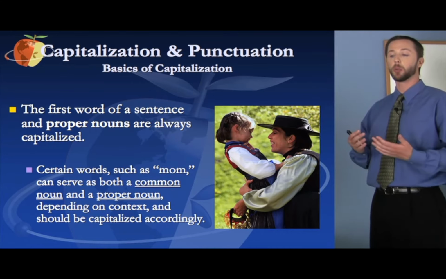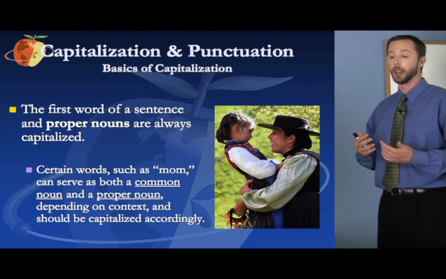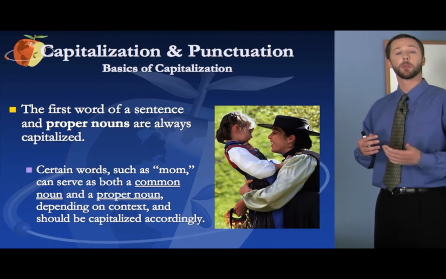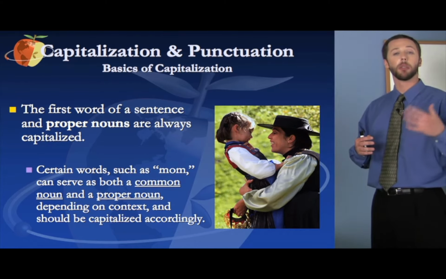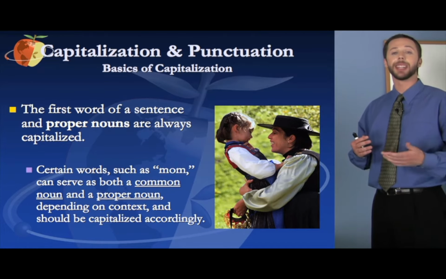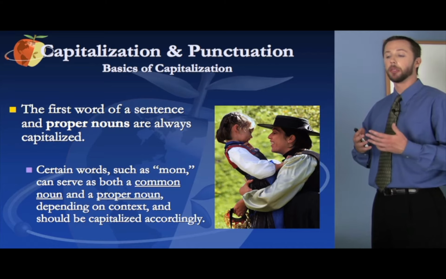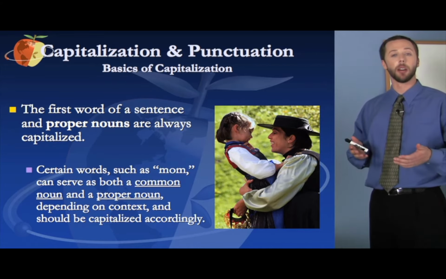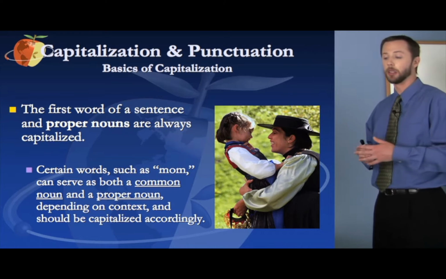First of all, the first word of a sentence is always capitalized, and proper nouns are always capitalized. A proper noun is the name of a specific person, place, or thing. So an individual's name, like Robert or Jim, those are proper nouns. The name of a city, like Seattle, that's a proper noun. So these are all examples of proper nouns, as opposed to a common noun like boy or dog, which does not get capitalized.